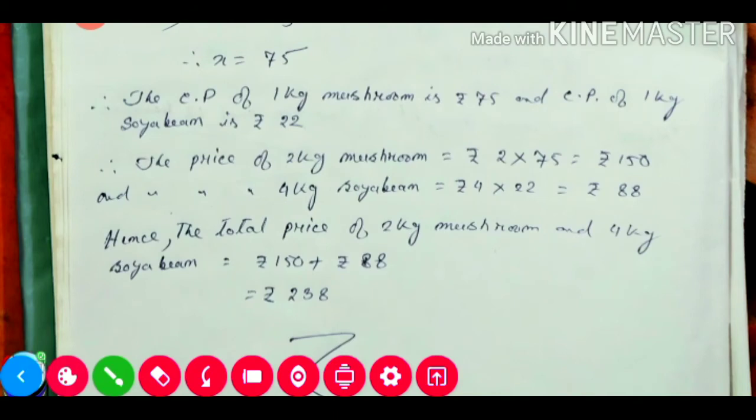Hence the total price of 2 kg mushroom and 4 kg soybean is equal to rupees 150 plus 88 is equal to rupees 238.